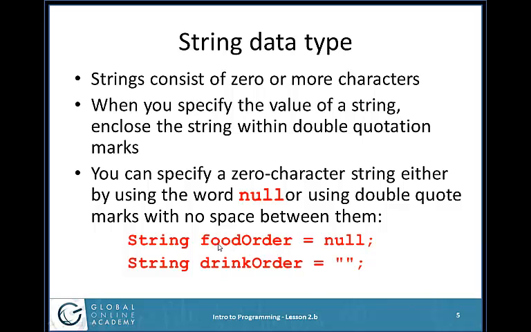Hey, Java, give me some memory for a variable I'm going to call foodOrder. You're going to treat it as a string of characters. And, oh, by the way, when it starts out, I don't know what's going to be in it. This one says, give me some memory. I'll call it drinkOrder. You're going to treat it as a string. And it starts out with, well, nothing yet. I'll get to it later.